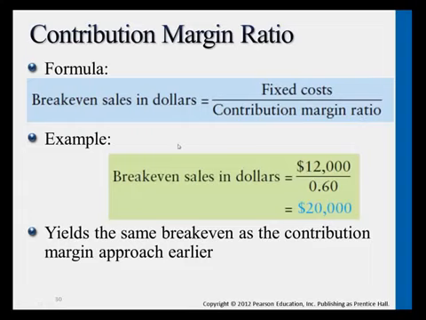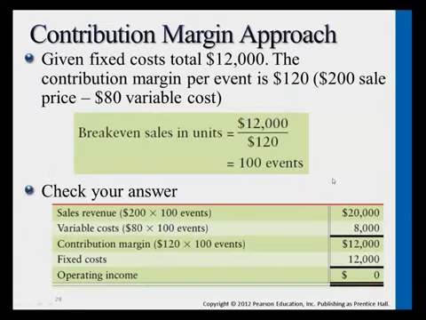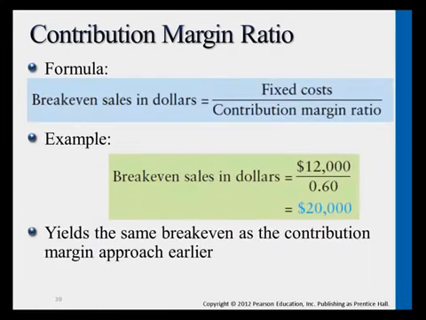We have this example, right? We're at $12,000. Do you remember it was just right here? So my fixed cost is $12,000. Still same thing. So what is it saying? My contribution margin ratio is 60 cents. What do you think it means?